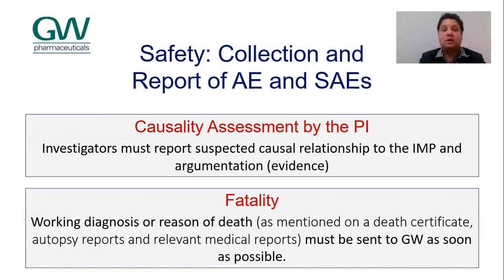There must be causality assessment by the principal investigator. The investigator must report the suspected causal relationship to the IMP, with reasoning and evidence. In case of fatality, the working diagnosis or reason of death as mentioned in autopsy results must be sent to the GW Pharmacovigilance Department as soon as possible.